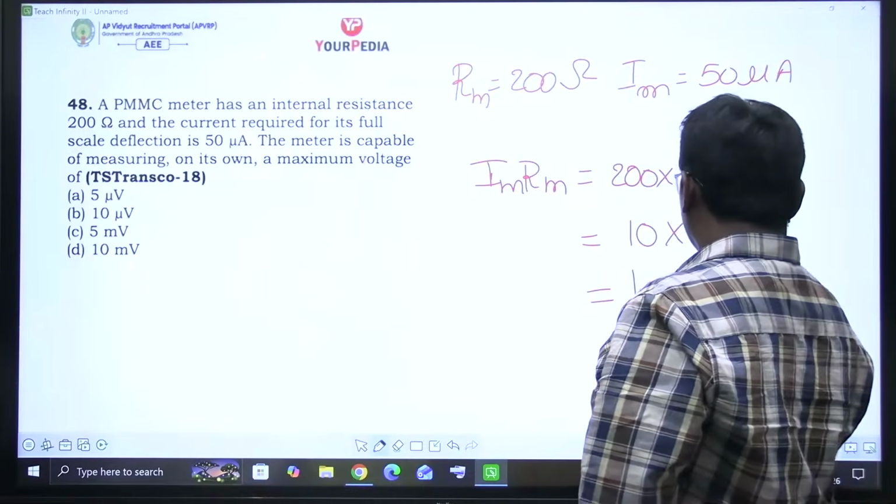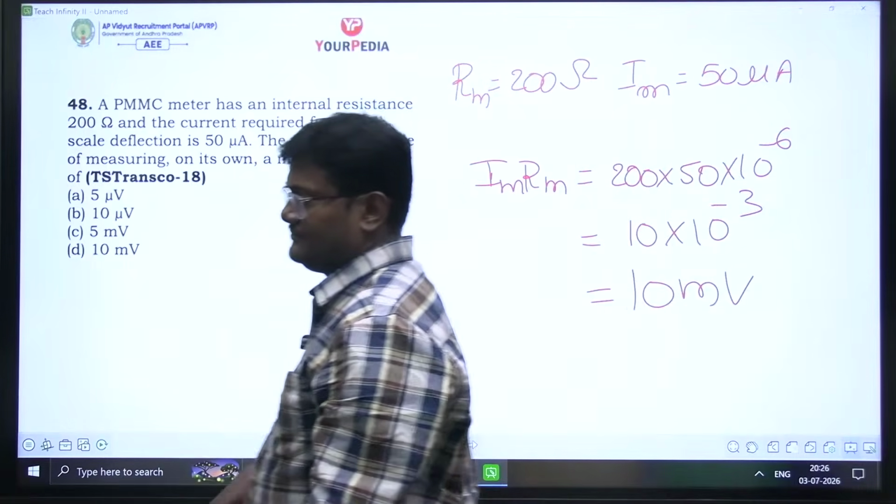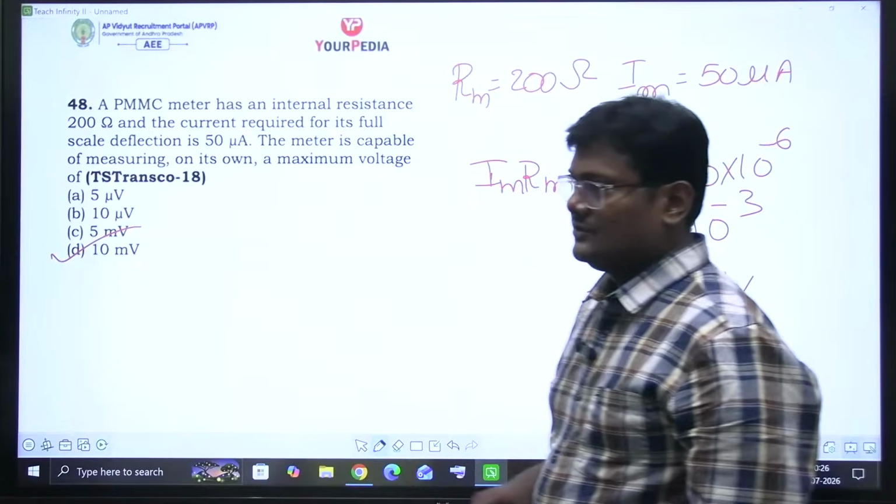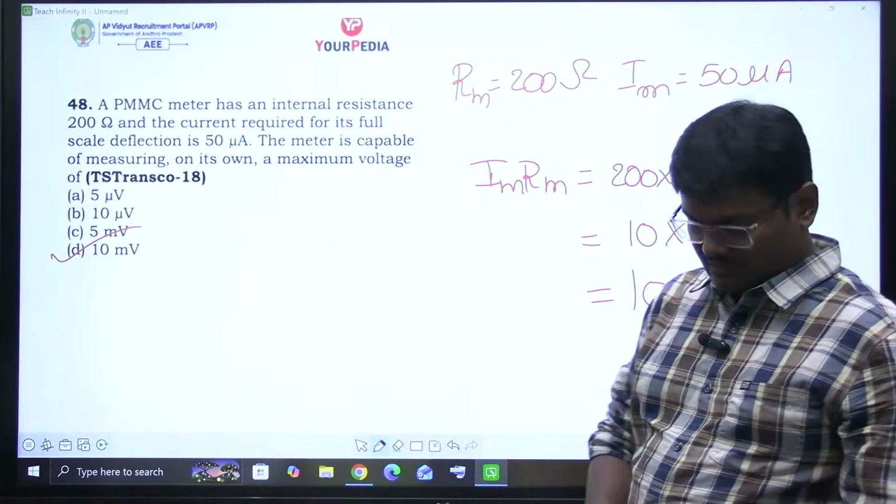Oh, all of you got it already. Yes, small d, the D option is correct. So the D option is correct. This is a procedure you have to remember.